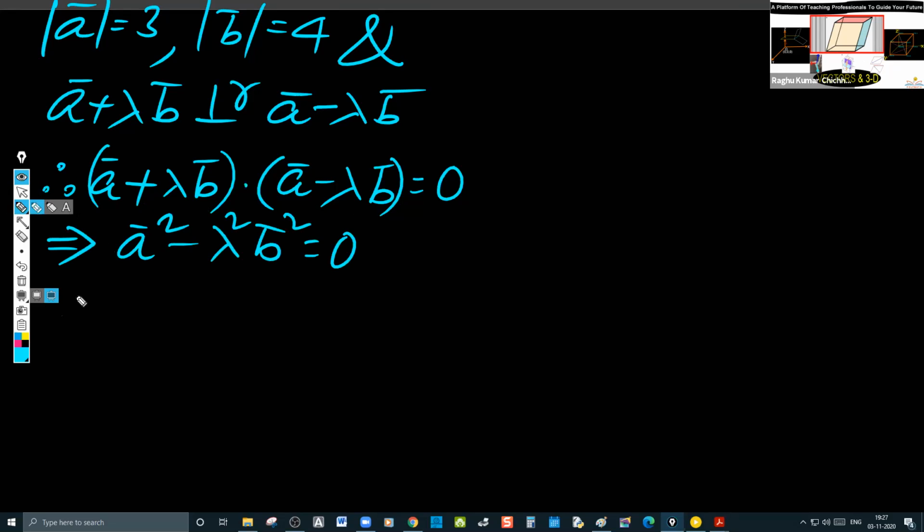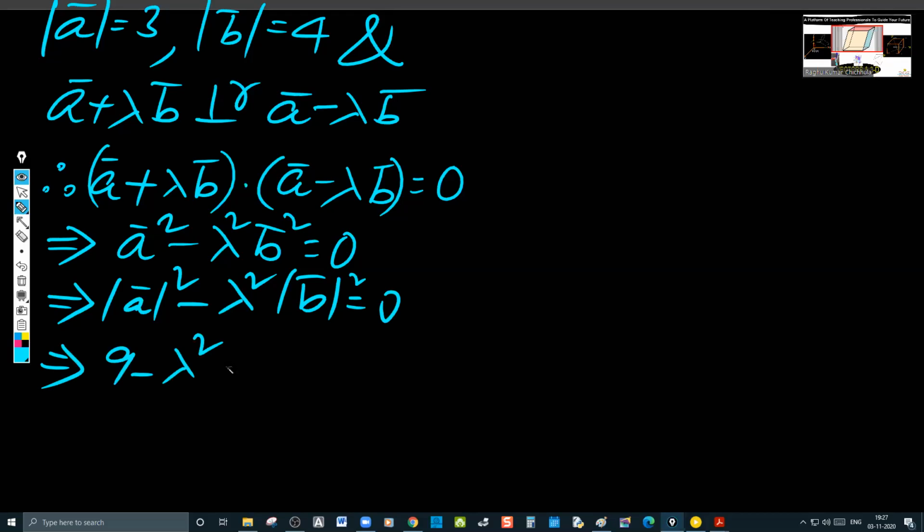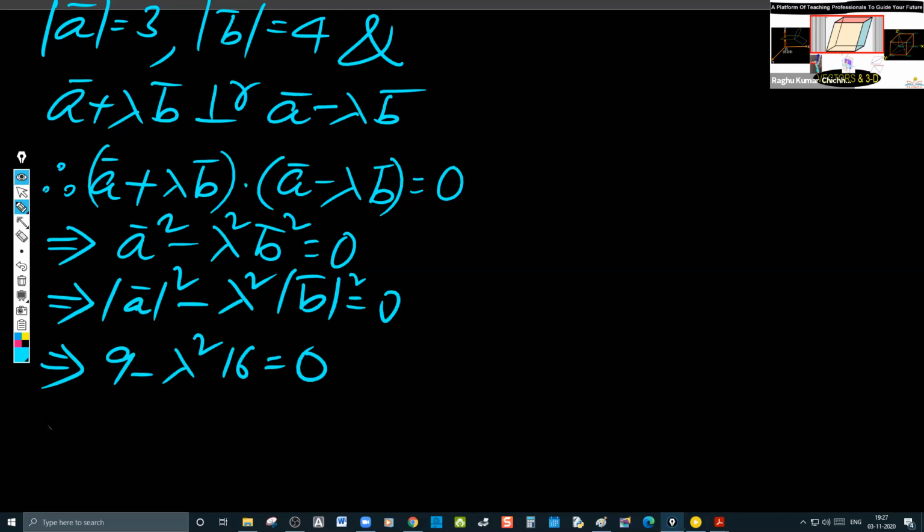Now, I was saying, even this I insisted upon. A bar square can be written as mod A bar square. In no other case does it happen. B bar square can be written as mod B bar square. Both are equal. Yes, sir. But what is A bar square, please? 9. 9 minus lambda square into 16 is equal to 0. So lambda is equal to plus or minus 3/4. That's it. Done and dusted.